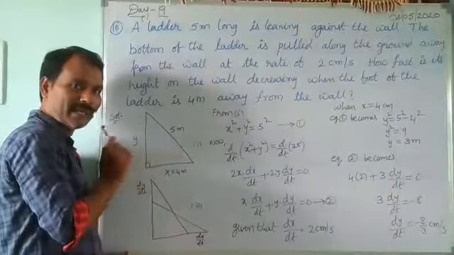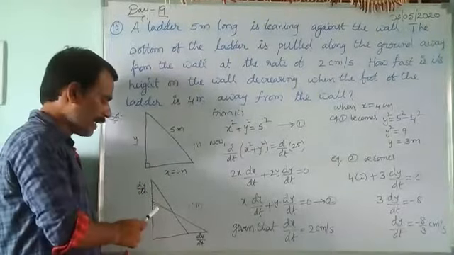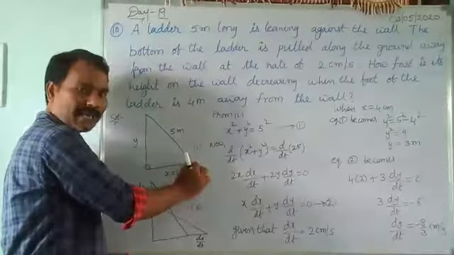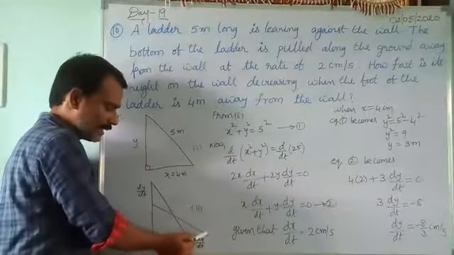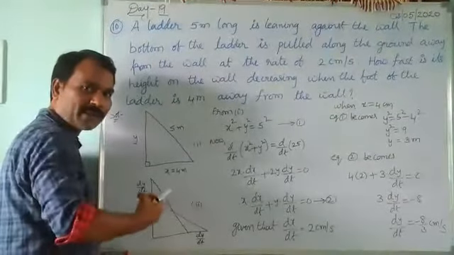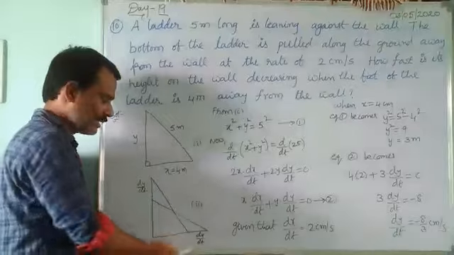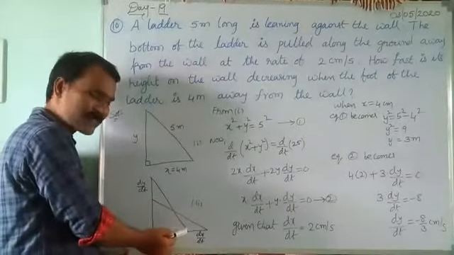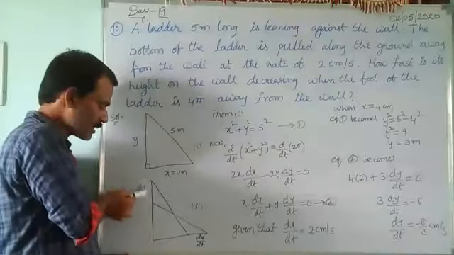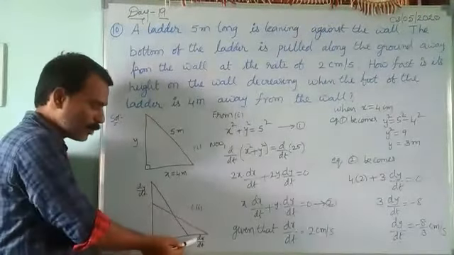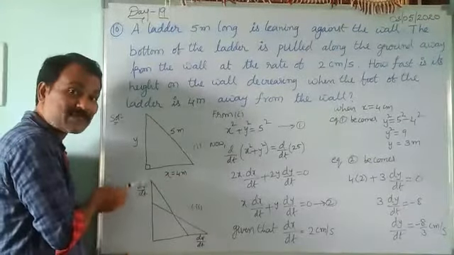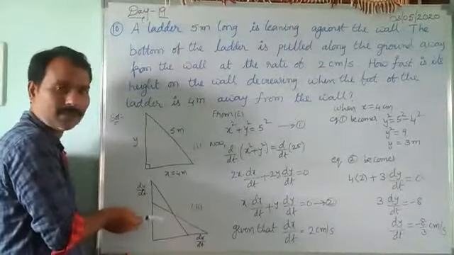Afterwards, what happened? He did some action. What is that? He pulled the foot of the ladder. So there is a change in x, that is dx by dt. Definitely, if something happened in x, then definitely something will happen in y also, that is dy by dt. So what is being asked? If I pull it away from the wall, how much change will happen in y? That is what the problem is asking.